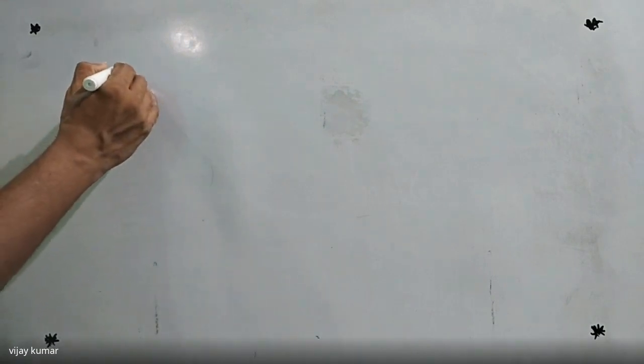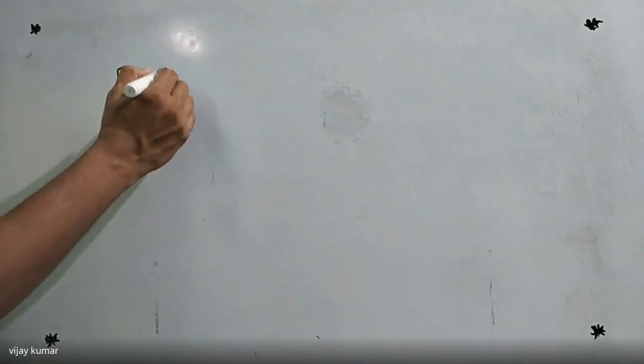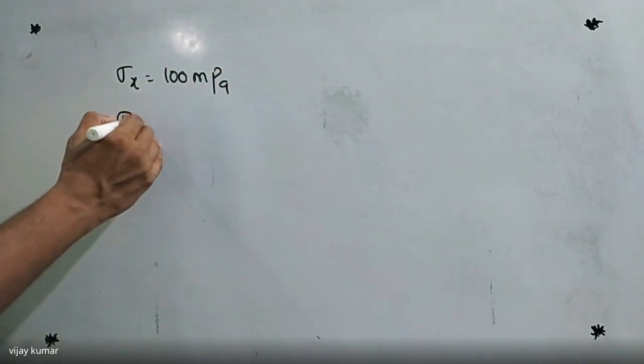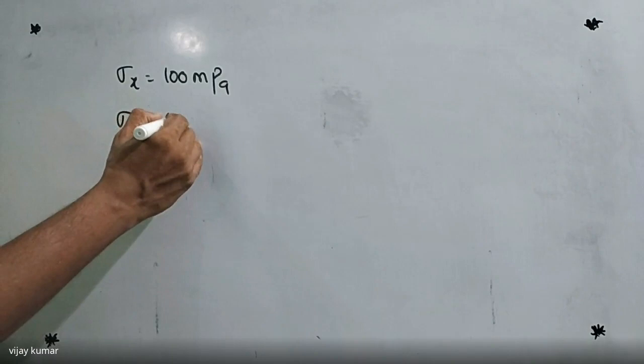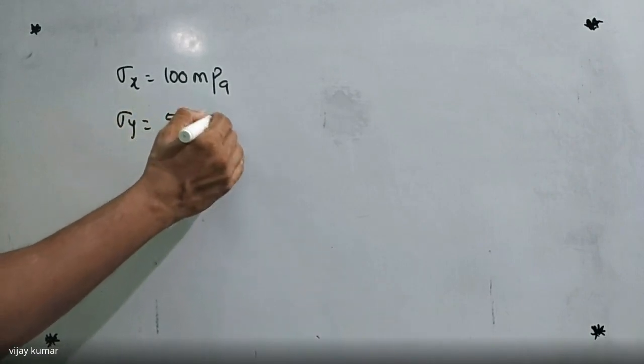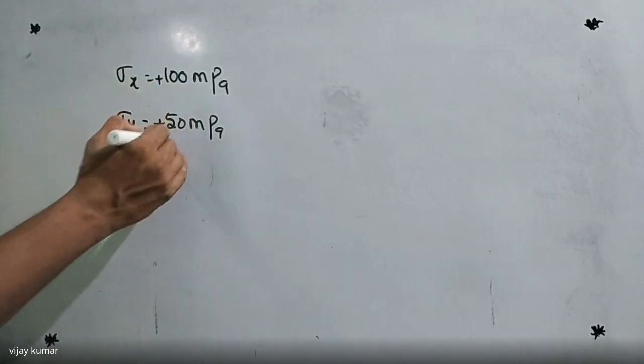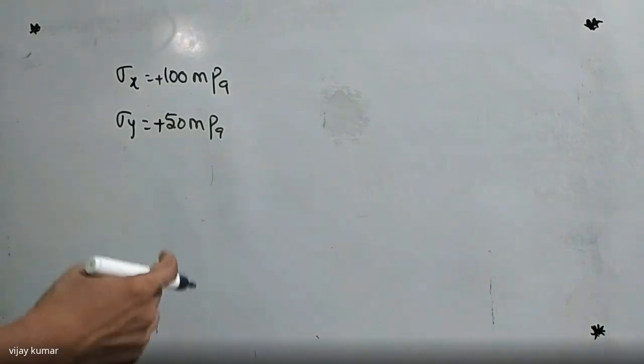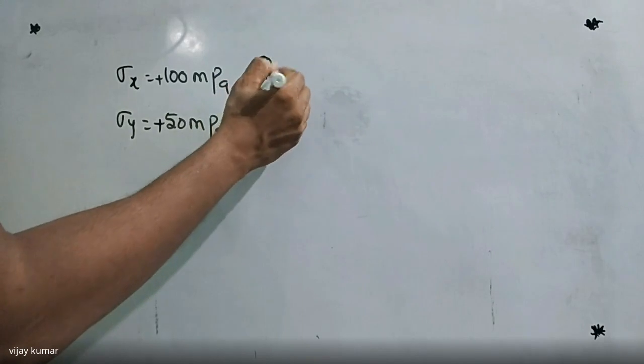So listen carefully. In a biaxial state of stress, a component has sigma x equal to 100 megapascals and sigma y equal to 50 megapascals. Both are positive, both are tensile. Sigma x is equal to 100 megapascals, sigma y is equal to 50 megapascals. Do you get my point or not? So he is asking the question, that is question number one.